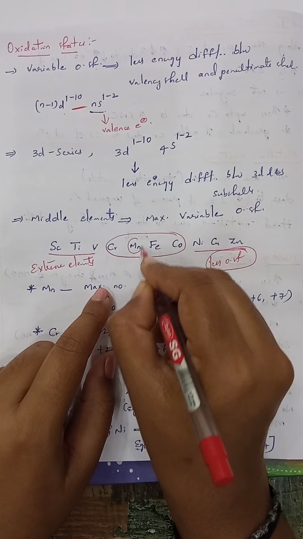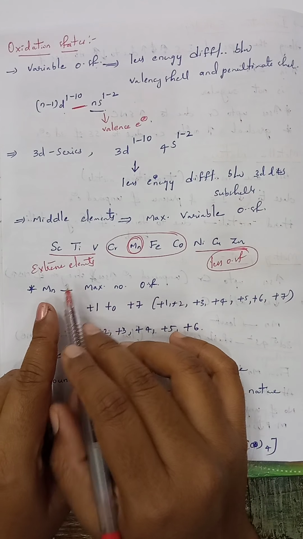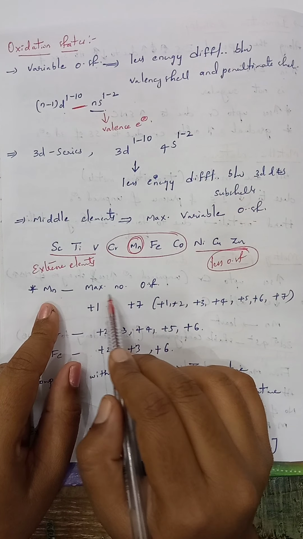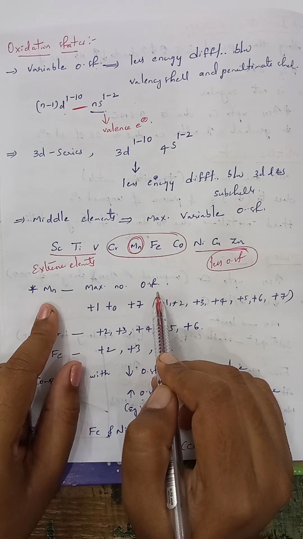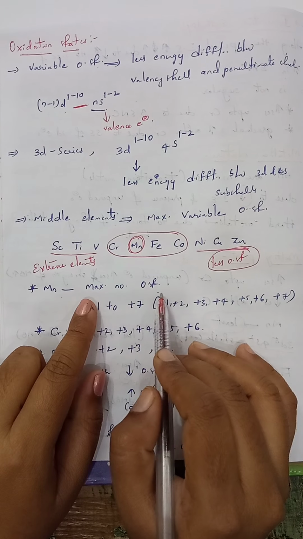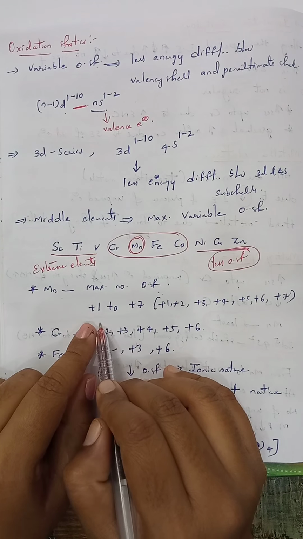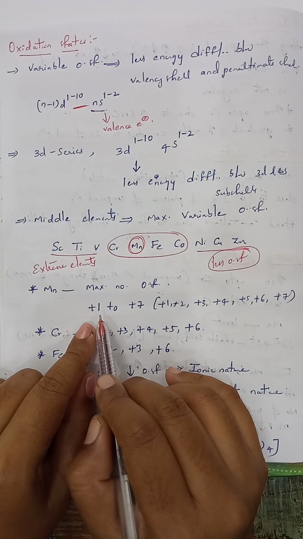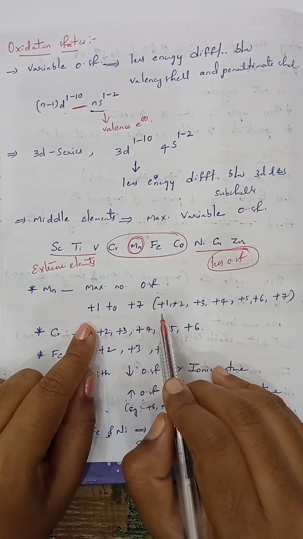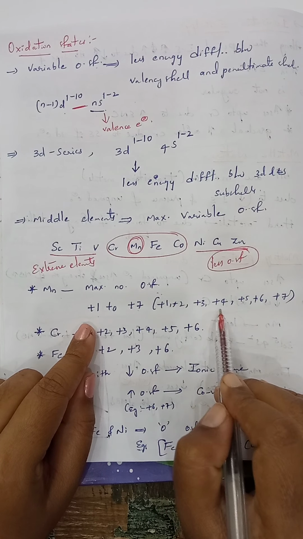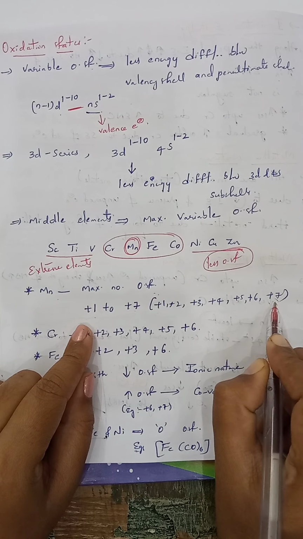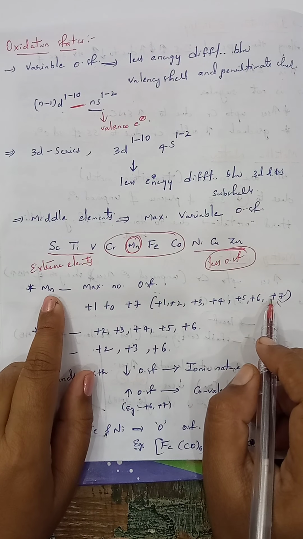For example, if you consider manganese, this is the most important 3d element, which can show the maximum number of oxidation states as well as the highest oxidation state. Maximum number in the sense that it can show all the oxidation states of the 3d series, ranging from +1 to +7, that is +1, +2, +3, +4, +5, +6 and +7. All these oxidation states can be shown by manganese.